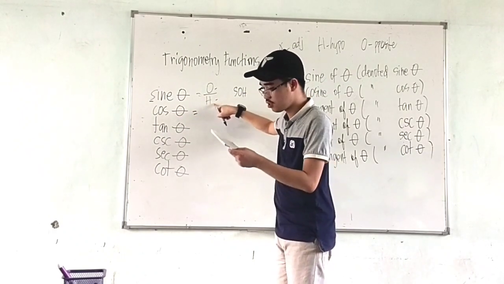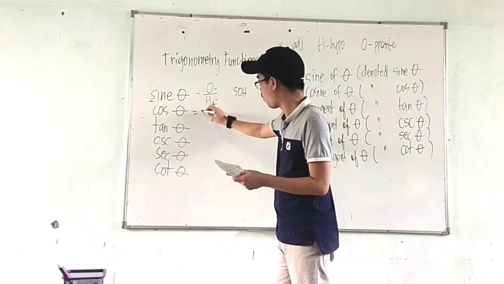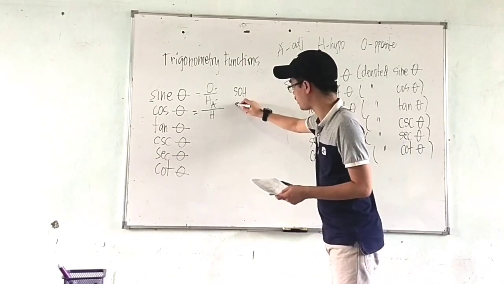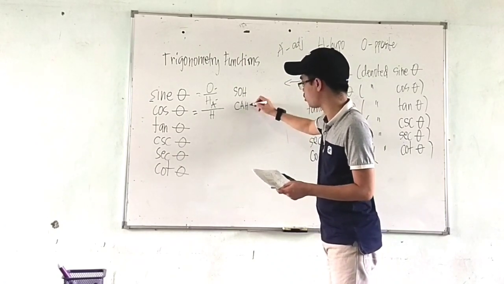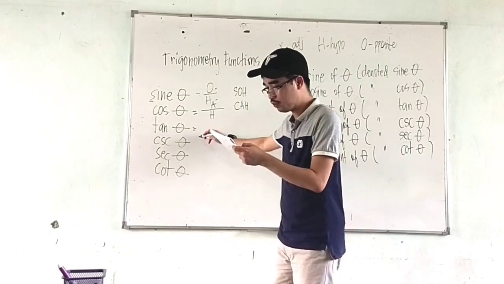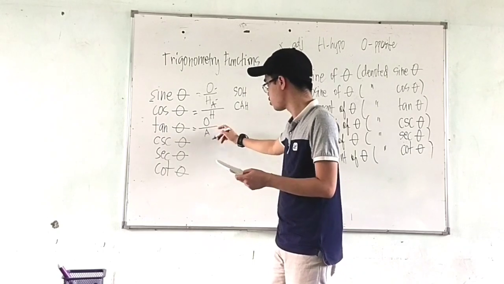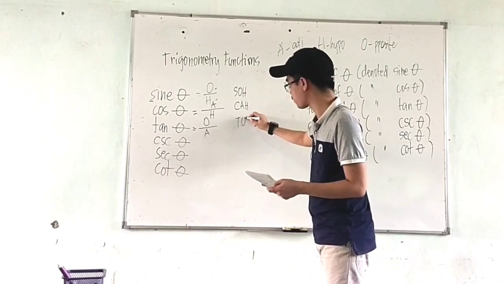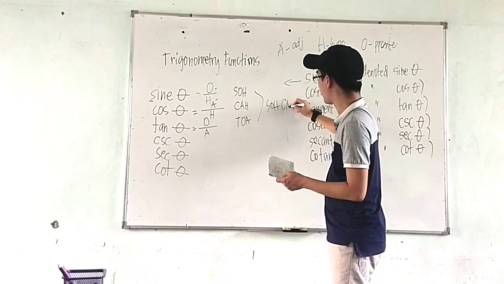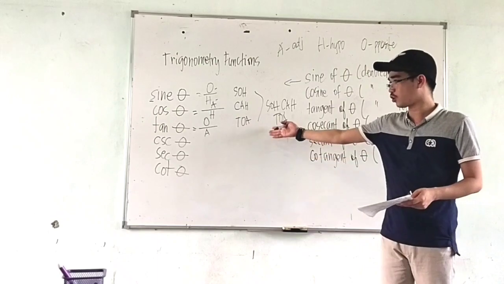Okay, next one, we have cosine. Sa cosine naman, we have adjacent over hypotenuse. So, ang initials po natin dito ay CAH. So, meron naman tayong SOH, CAH. How about tangent? Sa tangent naman po, ang formula natin is opposite over adjacent. So, meron po tayong TOA dito. So, kung naririnig niyo po, ito po yung SOH, CAH, TOA. Okay? So, this one is the SOHCAHTOA.